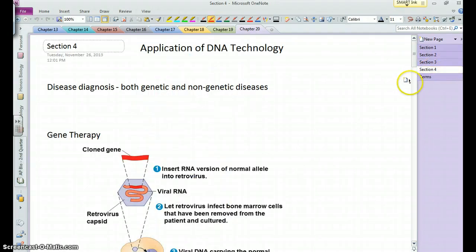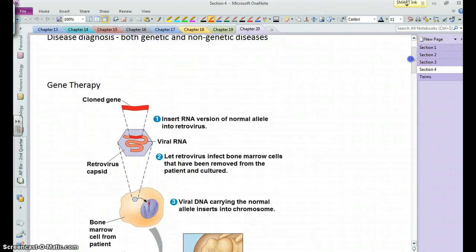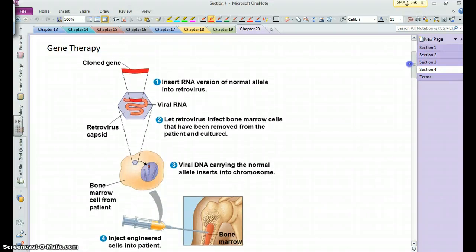Okay. Last thing here, section 4. So now some applications of DNA technology, and specifically treating some diseases here with gene therapy.